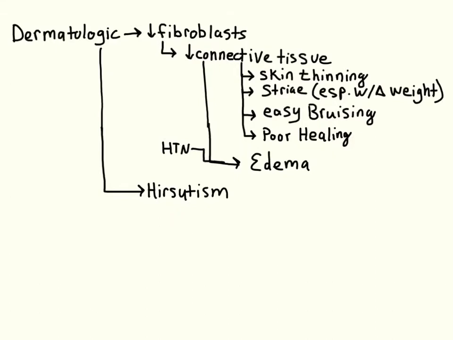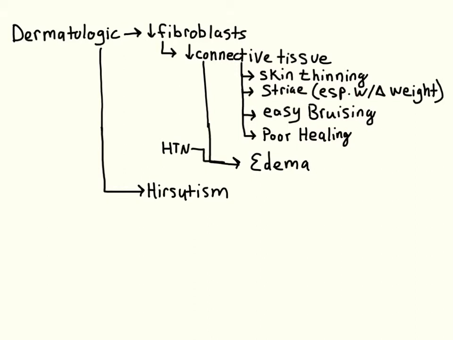To summarize the dermatologic changes, you get a decrease in fibroblasts, which ultimately results in a decrease in connective tissue. Without connective tissue, you get thinning of the skin, striae, especially with weight gain. And remember, the striae are not just going to be from this thinning of the skin, it's also going to play a role in the pro-opiomelanocortin that we just talked about a few minutes ago. But just note that there are two different kinds of changes in skin color. The striae specifically are going to be reduced connective tissue.